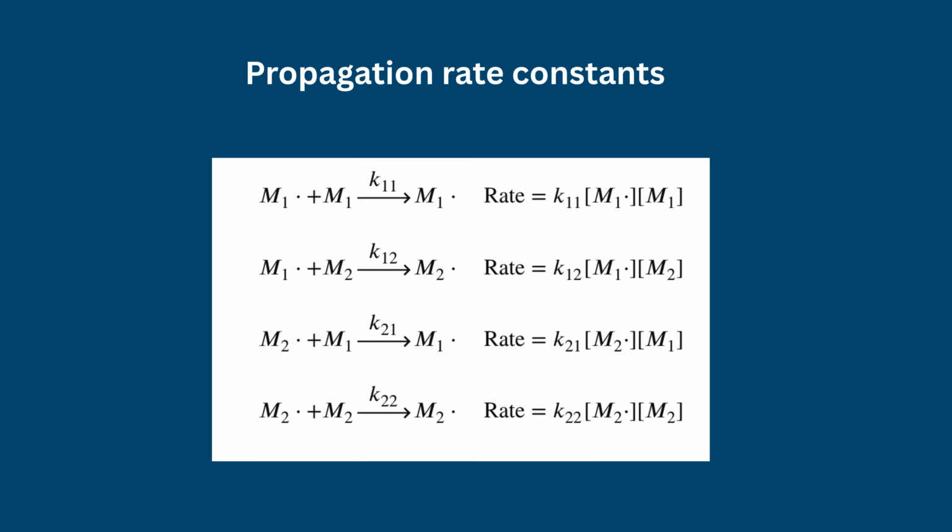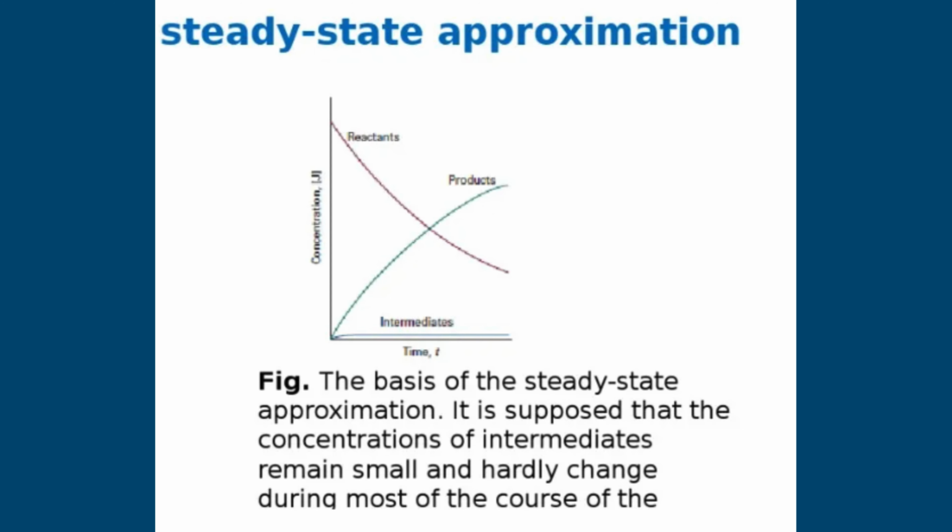These reactions are characterized by four propagation rate constants, namely k11, k12, k21, and k22. Their relative magnitudes determine whether identical monomers preferentially react with each other or whether cross-propagation dominates. Applying the steady-state approximation, in which the concentration of propagating radicals remains nearly constant, allows quantitative prediction of copolymer composition and sequence distribution. This framework forms the basis of classical copolymerization kinetics.